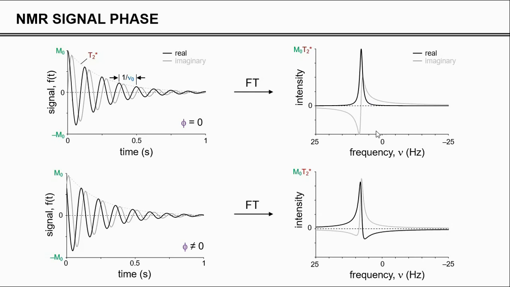So that's undesirable. If we have multiple small peaks, it's much harder to recognize those little peaks in this scenario. So in general, having a non-zero phase is unavoidable, but it's also undesirable. So we need to do something about that.